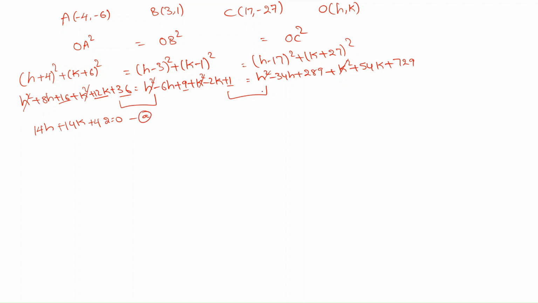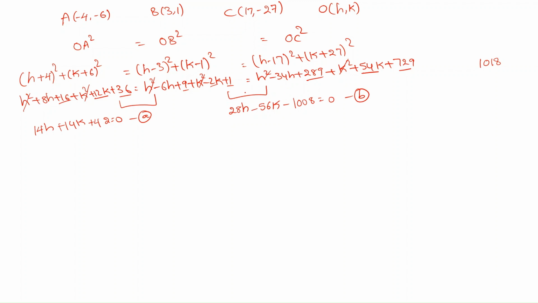Now for these two simplifications, we'll take this minus 34h to the other side. Minus 6h plus 34, that is 28h. Now we take 54k to the other side. It is minus 54k minus 2k, that is minus 56k. 289 plus 729, if we add these two, is 1018. When we take it to the other side, it is minus 1018 plus 10, that gives minus 1008 equal to 0. Let it be B.